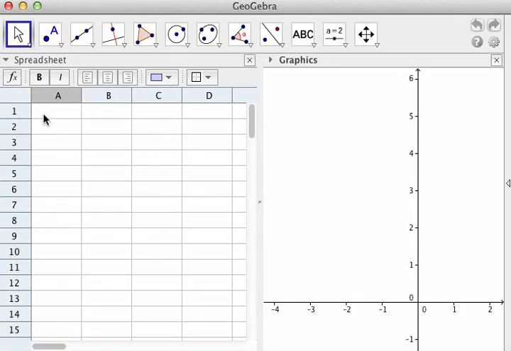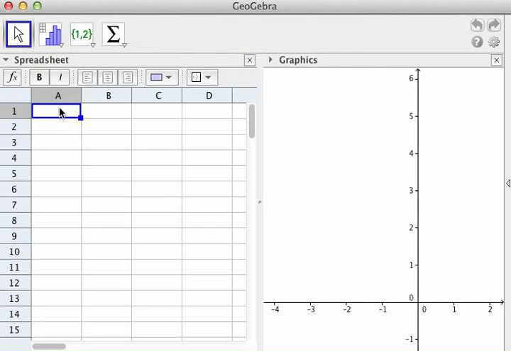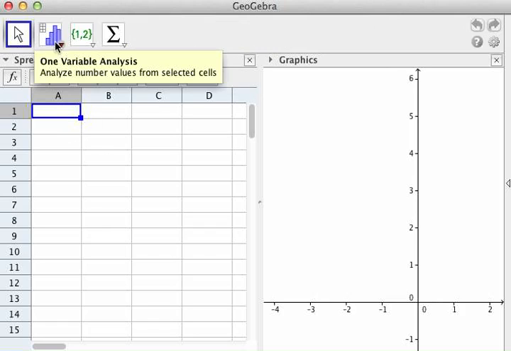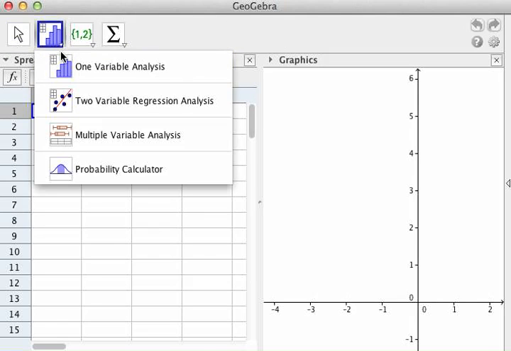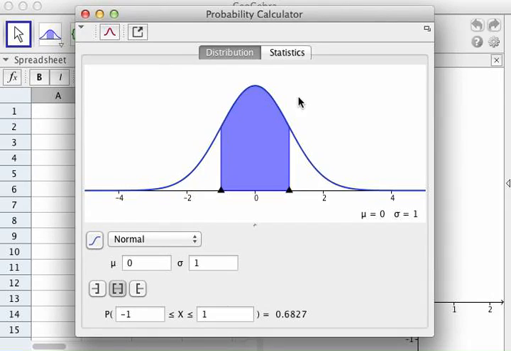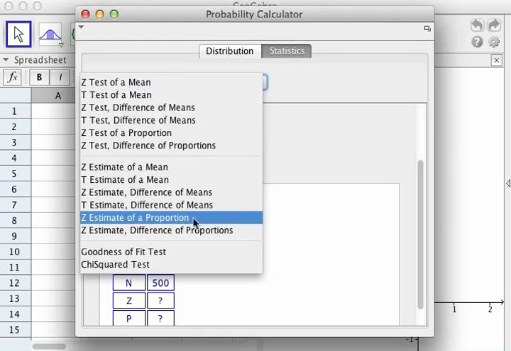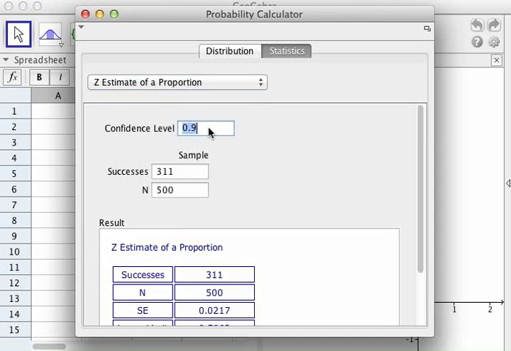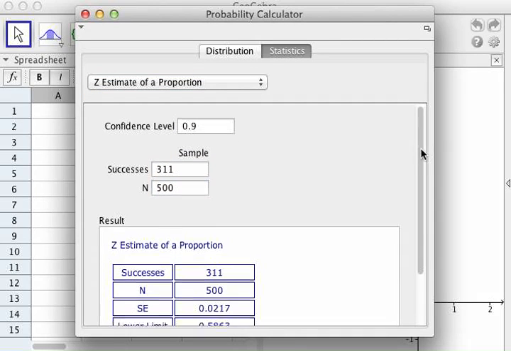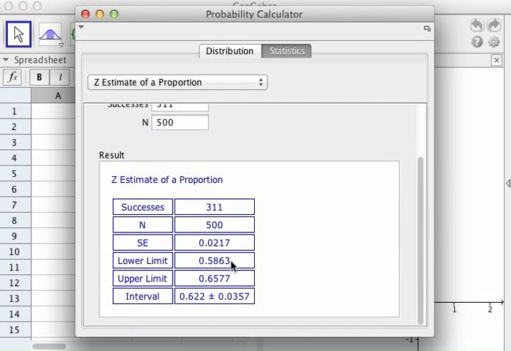So in GeoGebra, we need to make sure that the spreadsheet is highlighted because there's no probability tool here until we get into the spreadsheet, and then we can choose from the one variable analysis menu. We can choose the probability calculator, and then on the probability calculator, statistics, and we want a z estimate of a proportion. So confidence level 0.9, number of successes 311, and the sample size 500. That gives us a lower limit of 0.5863.